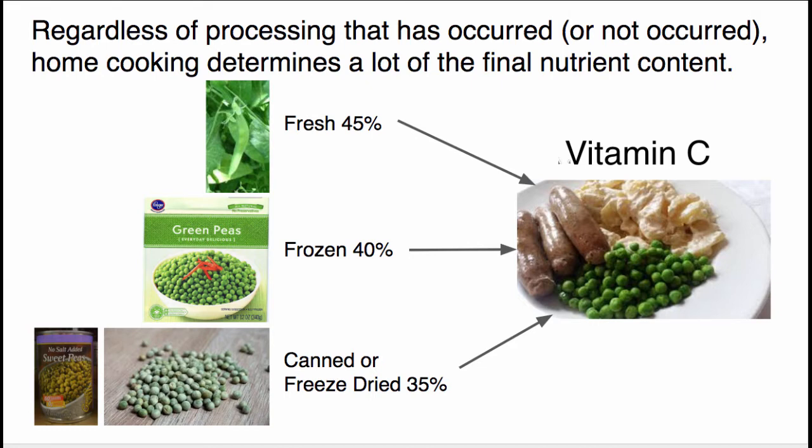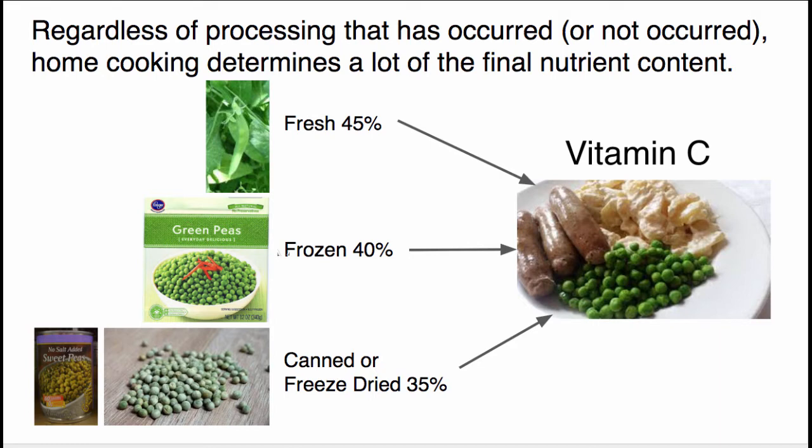So we're going to look specifically at a vitamin that's super sensitive to heat and various other conditions. We're looking at vitamin C. So this gives us a good indication of how much is being lost along the way. So if we prepare fresh peas, we see a loss of 45% of vitamin C when we prepare it at home to eat. If we start from frozen peas, we see a loss of 40%.